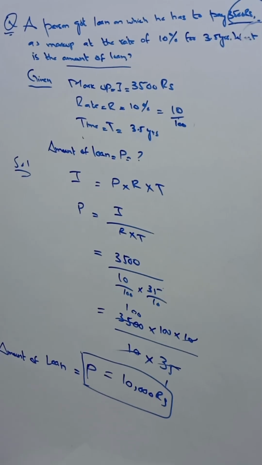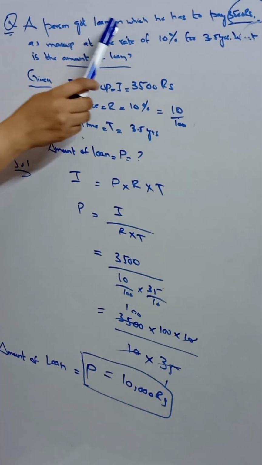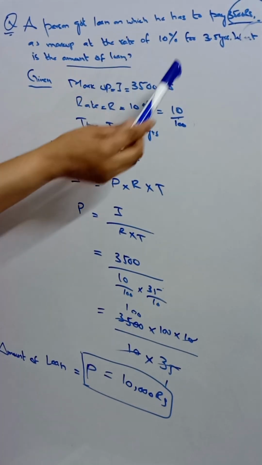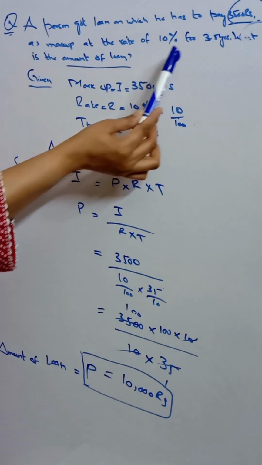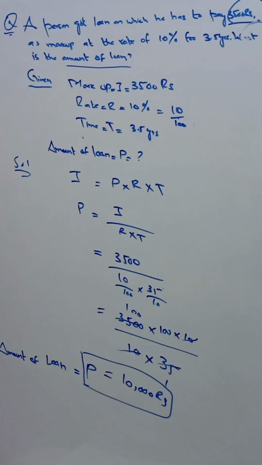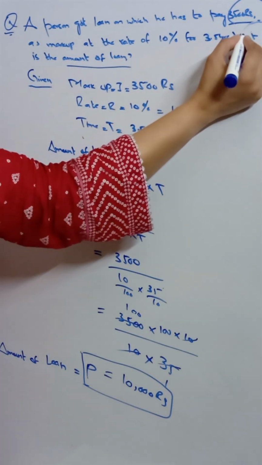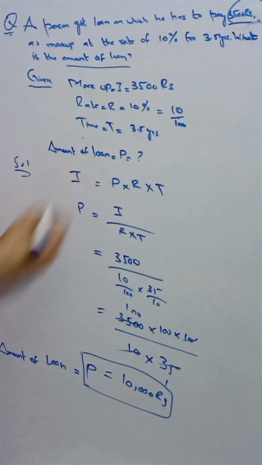Today I'm here with another interesting example. So let's begin. A person got a loan on which he has to pay 3,500 rupees as markup at the rate of 10% for 3.5 years. What is the amount of loan? In such questions, you must always remember what they have given you and what you have to find out.